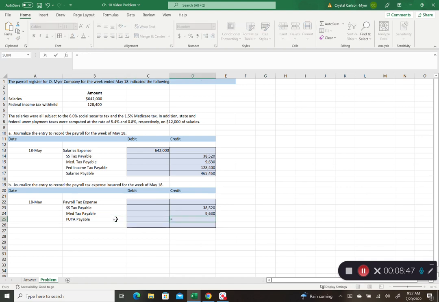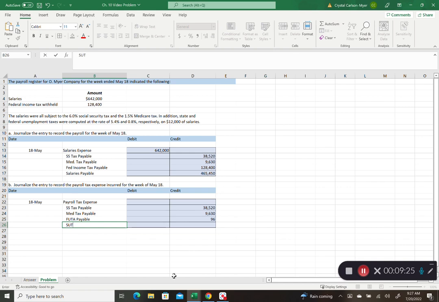And we're going to do this based off of what it tells us in the problem. So we have 12,000 of salaries. So state rate is 5.4% and federal unemployment rate is 0.8%. So, and it is subject up to 12,000 of salaries. So we're going to do 12,000. Multiply that times our rate of 0.008 because it is a 0.8%. And that gives us $96 of FUTA payable.